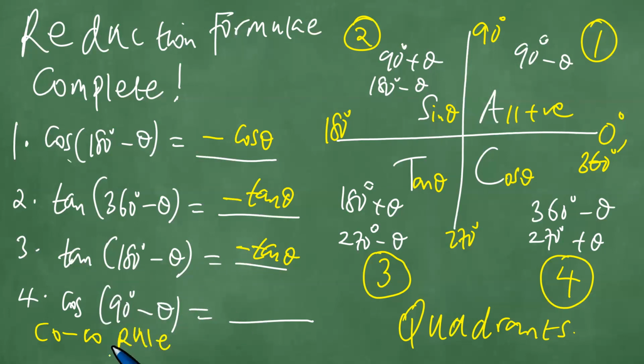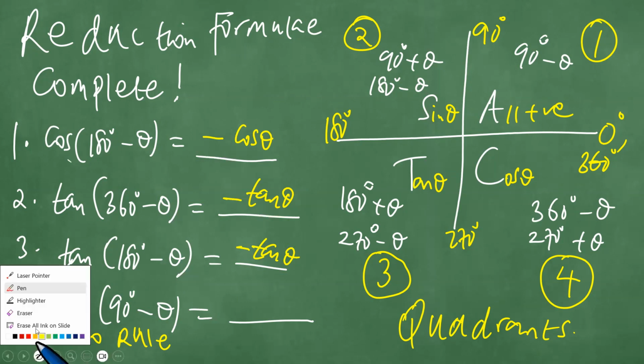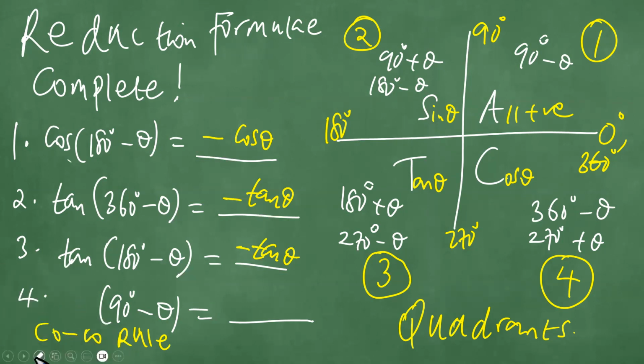What about cosine of 90 minus theta? Cosine of 90 minus theta, anyone? What's the answer? It's going to be cos theta. Okay, that's fine, Tando. Tando said cosine theta. What does Yolande think? Maybe sine theta.